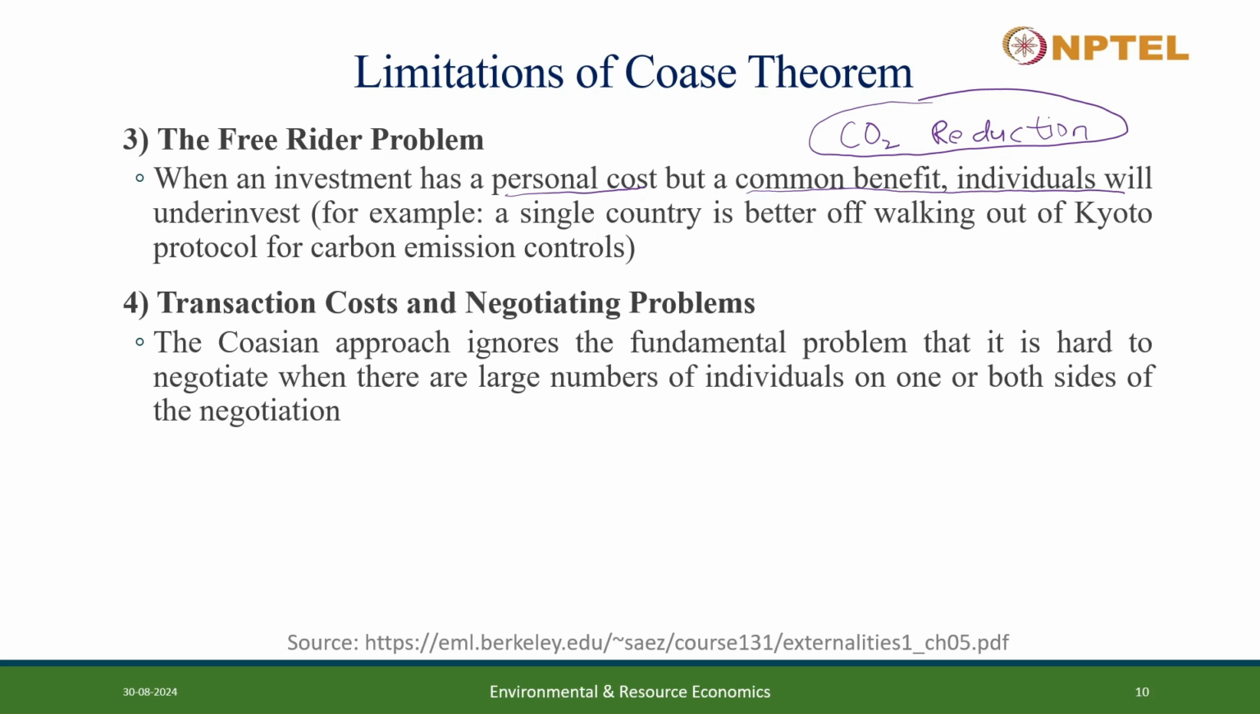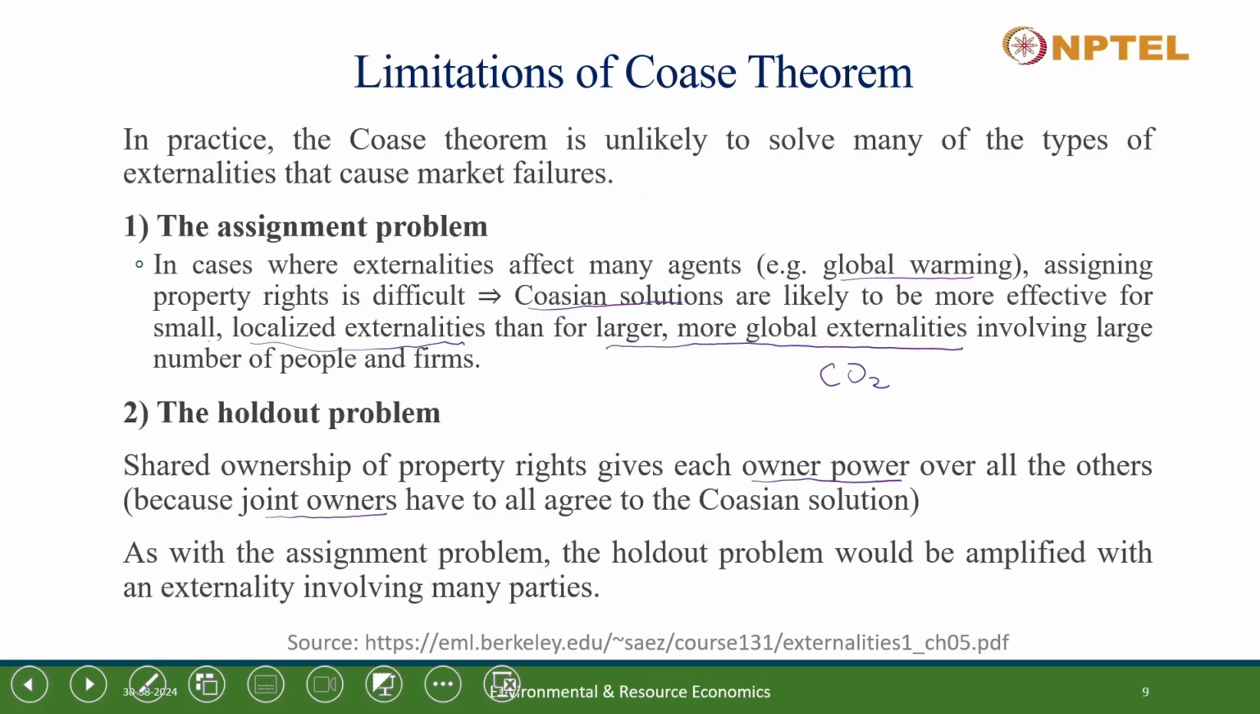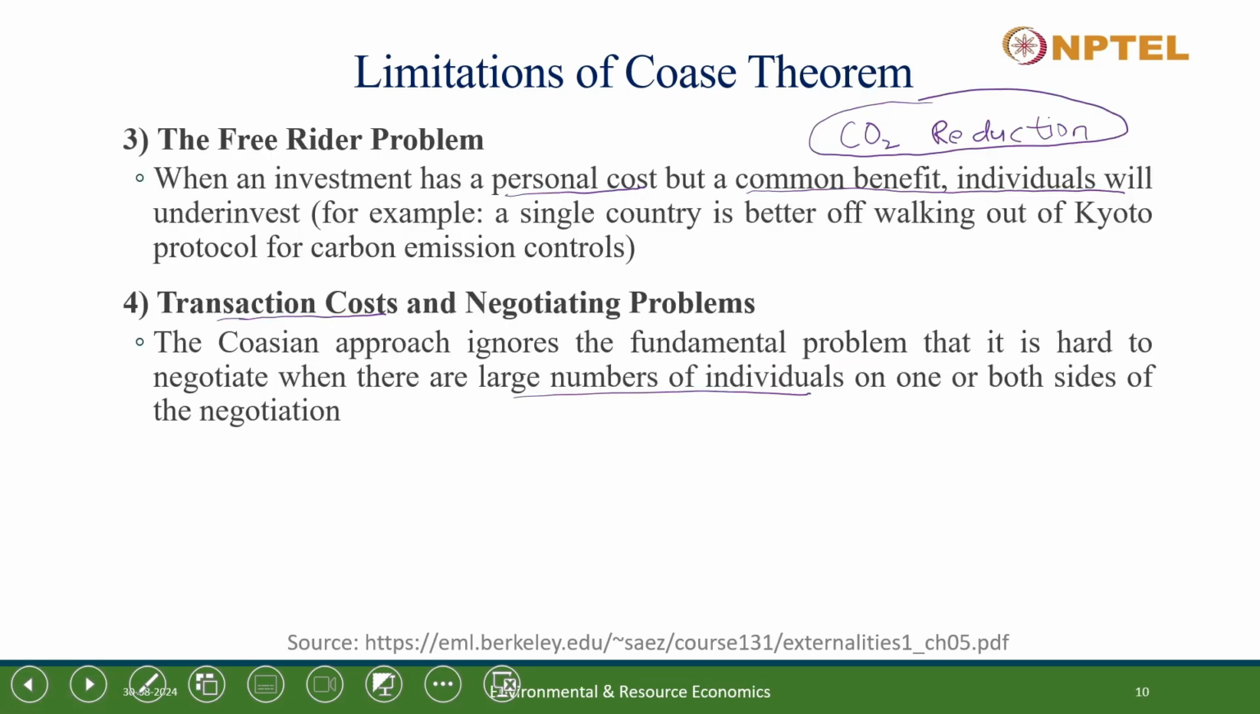After that, the biggest assumption is that there is no transaction cost, right? So the Coase theorem assumes that there is no transaction cost, however, in real cases, there are very few cases where the transaction cost is zero. Many times there is always a transaction cost. So the Coasean approach ignores the fundamental problem that it is hard to negotiate when there is a large number of individuals where the transaction cost cannot be zero. So these are the four major limitations of the Coase theorem.